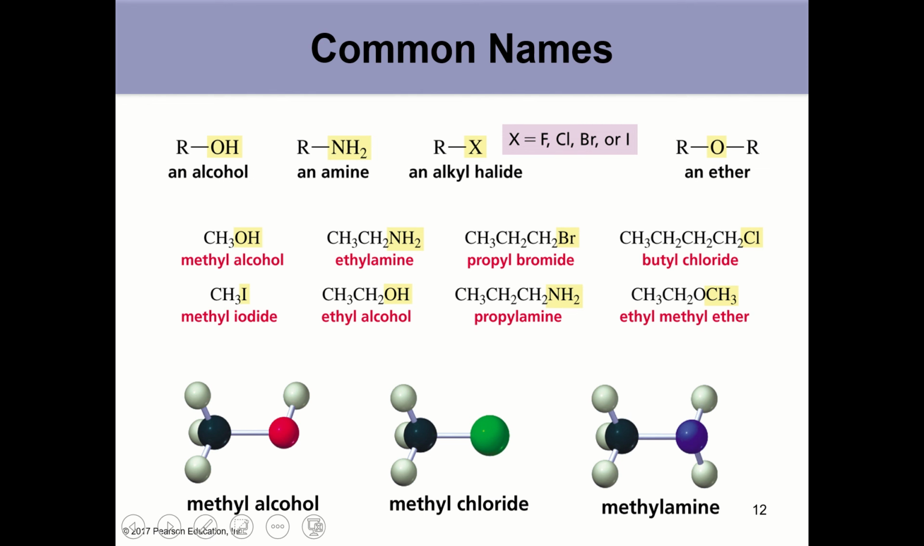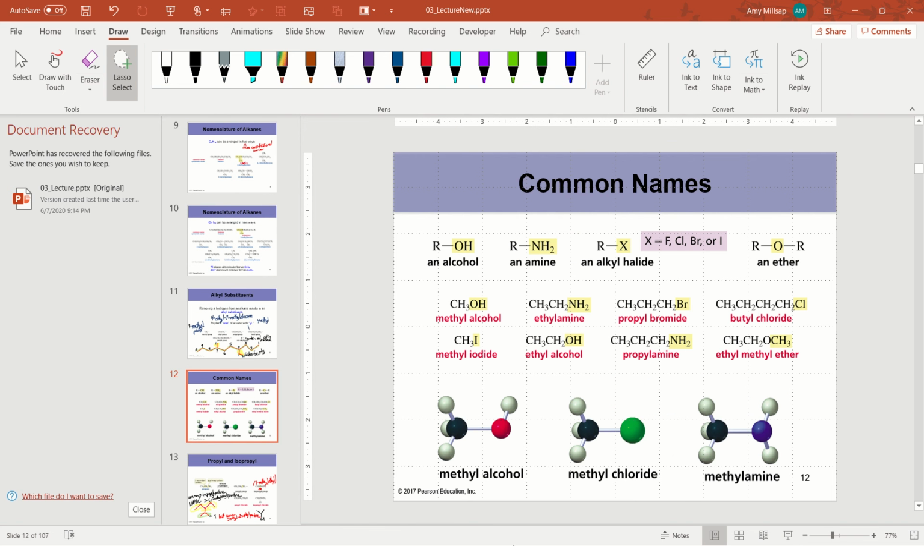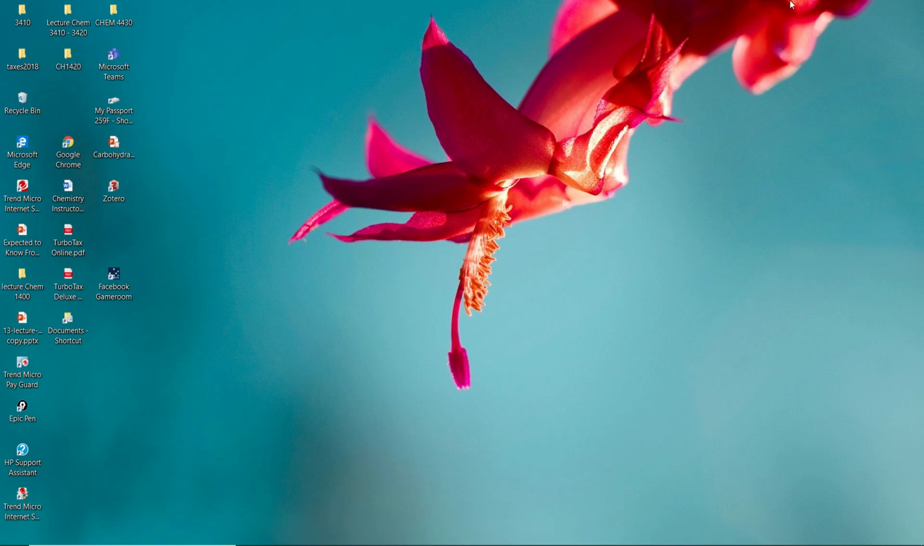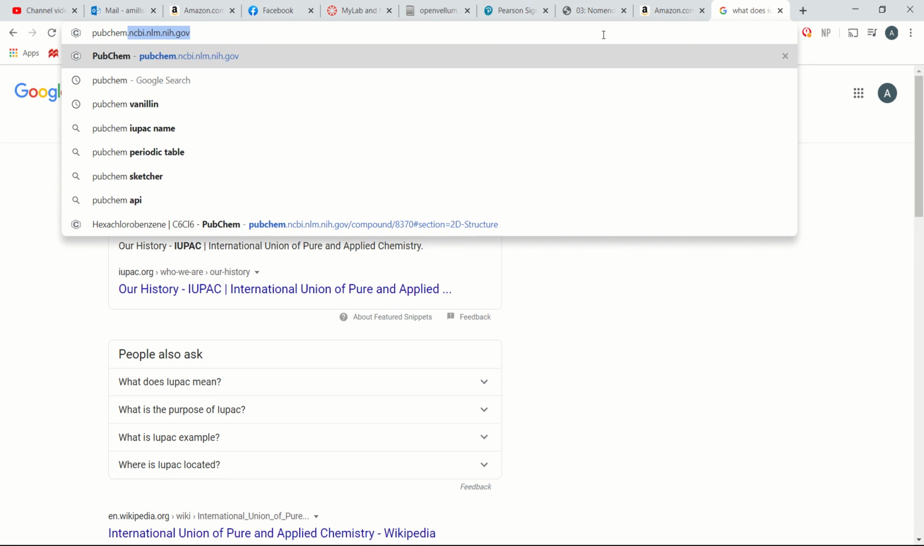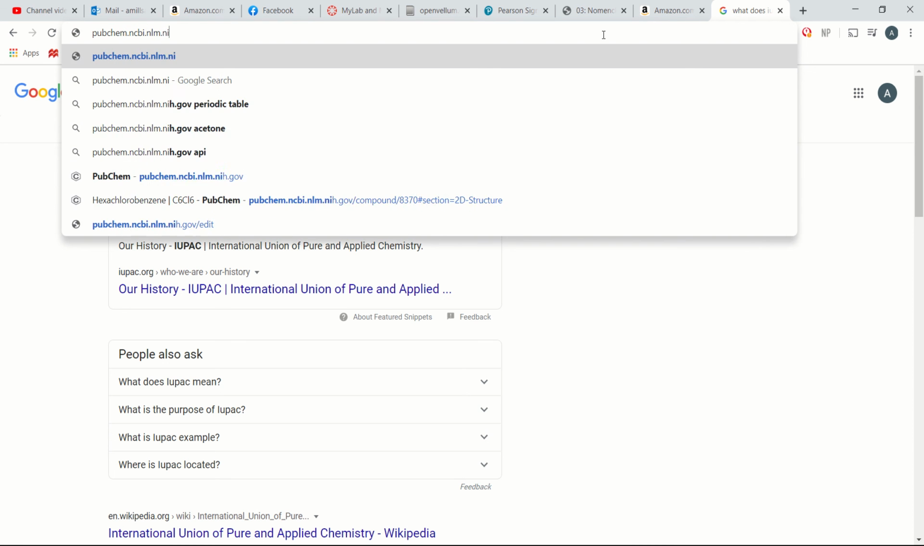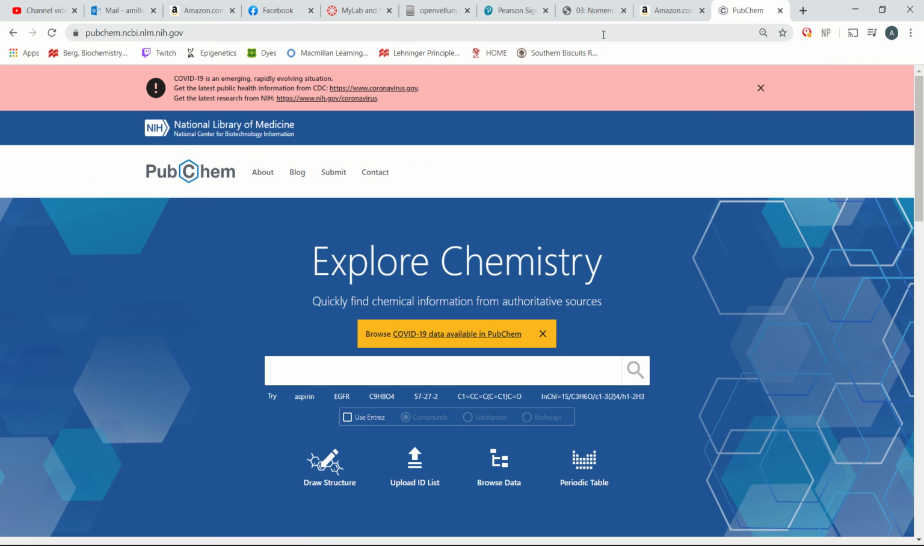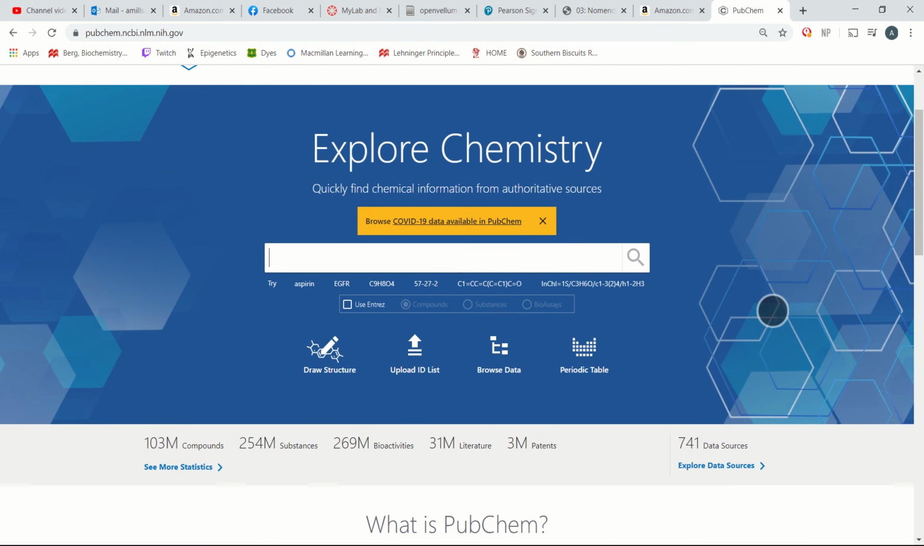There's a website that can help you with naming. I'll show you that really quickly. That is PubChem. So if you go to pubchem.ncbi.nlm.nih.gov, you will find the PubChem government site for structures, and you can draw a structure.